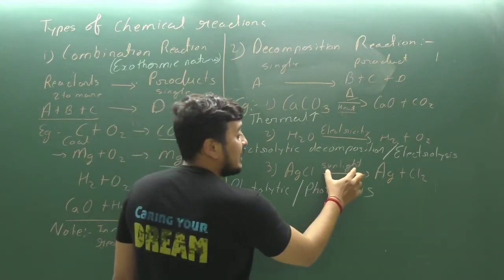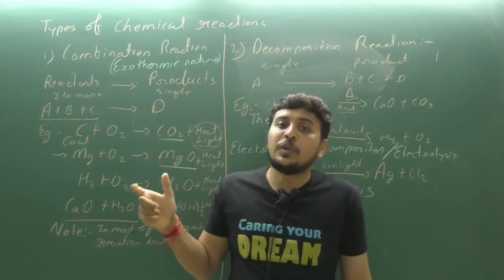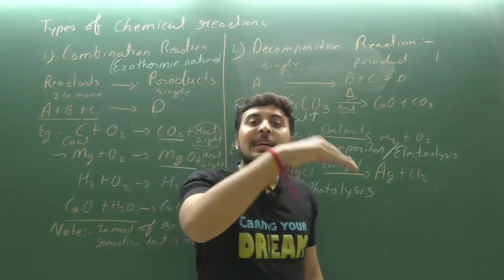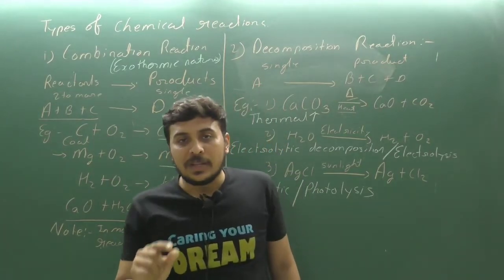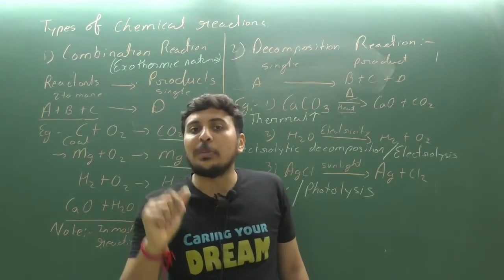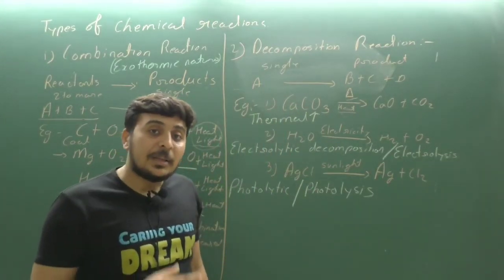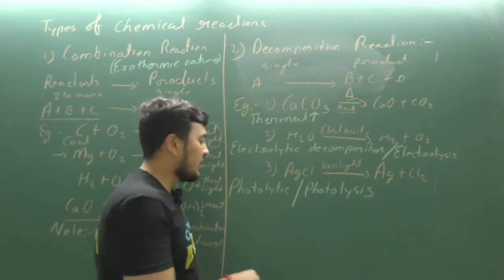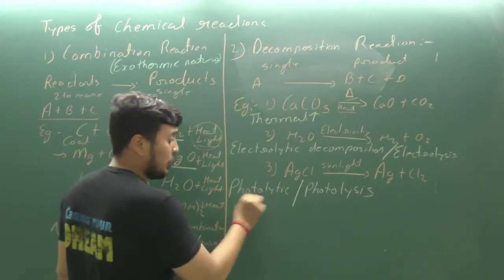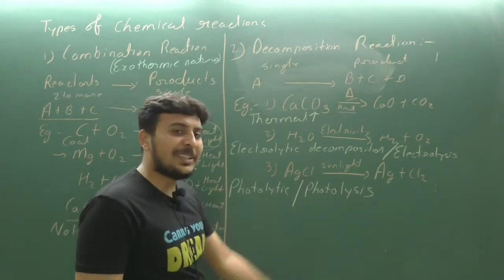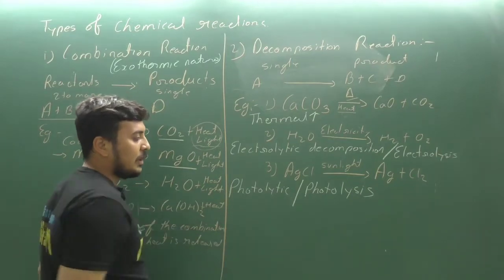But here energy is given in the form of sunlight. So why does the name include photo? Because sunlight is made up of tiny particles. The sunlight is made up of small particles known as photons. So it is known as photolytic or photolysis. Photo indicates photons, and photons means sunlight, or any kind of light. So that is photolytic or photolysis.